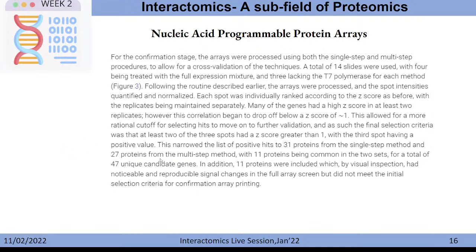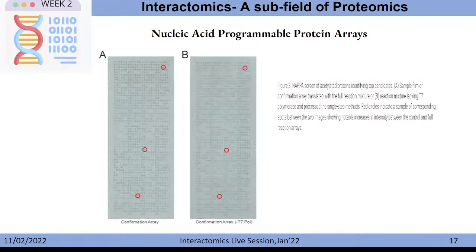Okay, so this narrowed their list of positive hits to 31 proteins from the single step method and 27 proteins from the multi-step method, with 11 proteins in common for a total of 47 unique candidate genes. In addition, 11 proteins which by visual inspection had noticeable and reproducible changes in the full array scan did not meet the initial selection criteria for confirmation array printing.